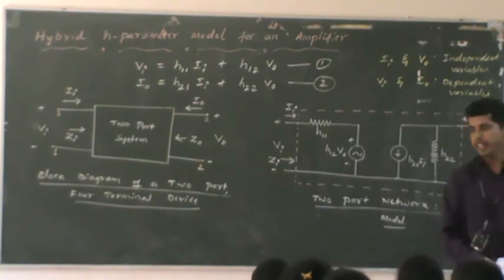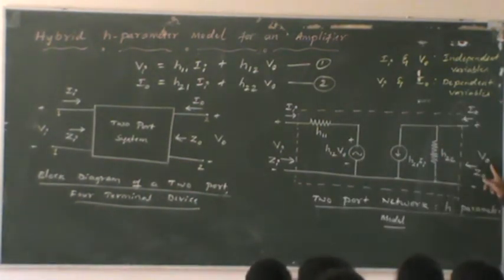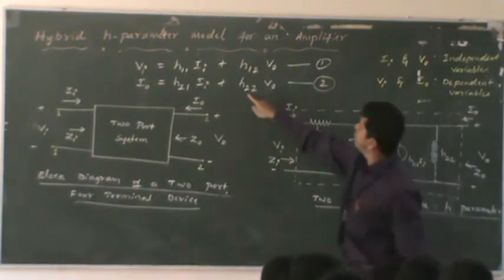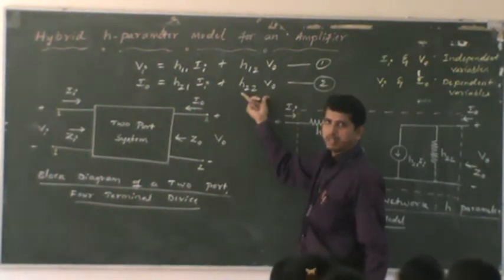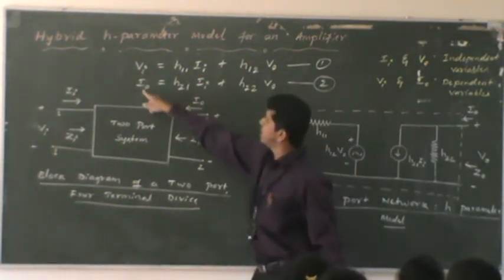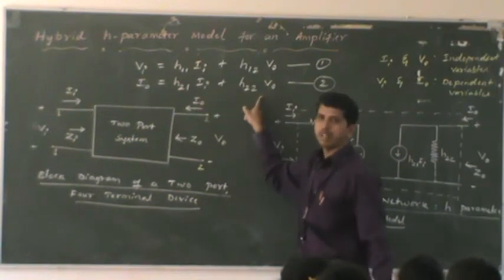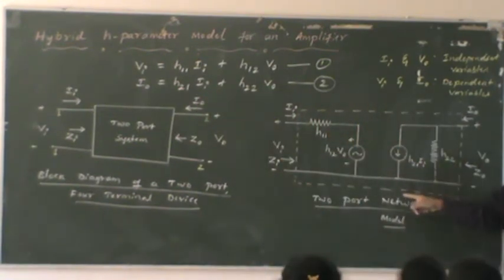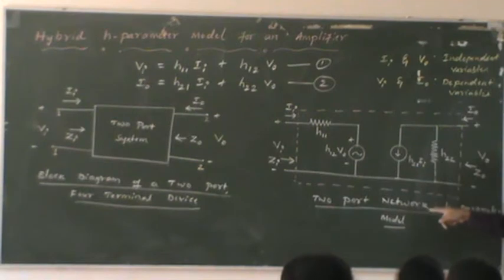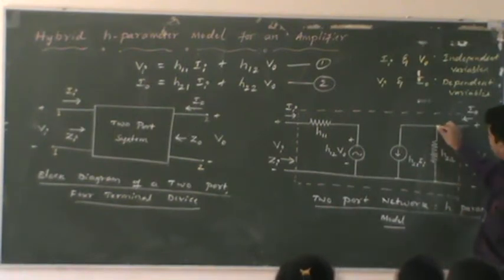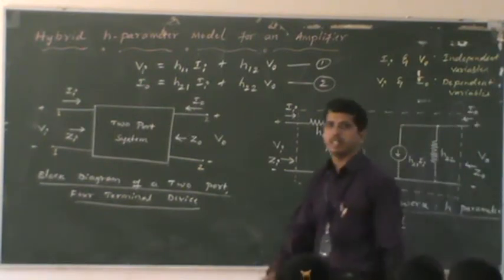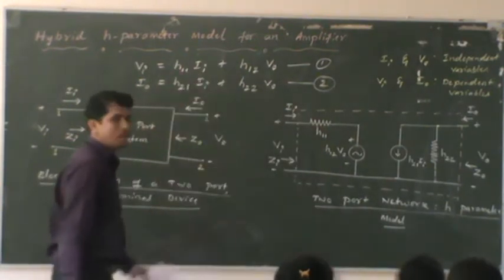But if you want to get a current here, you multiply that with voltage source. Admittance multiplied with voltage source gives you the current, right? H22 is the admittance, multiply that with voltage source. H22 into V0 gives you the current. Okay, so you can see that this is the incoming current, and these two are going to be the outgoing currents. If you apply the Kirchhoff current law at this particular point, you will get back equation number 2. Now we understood this.